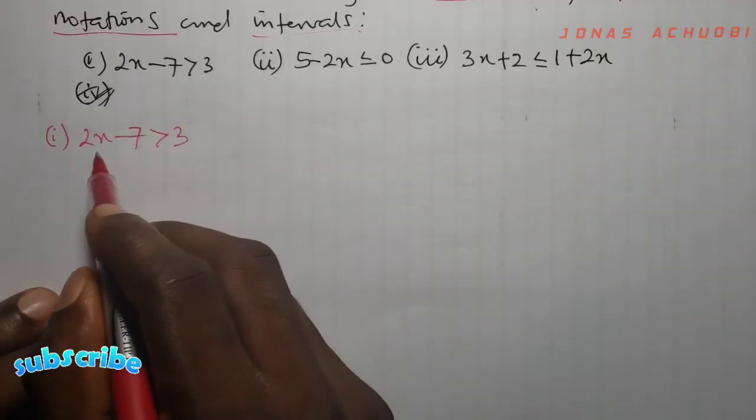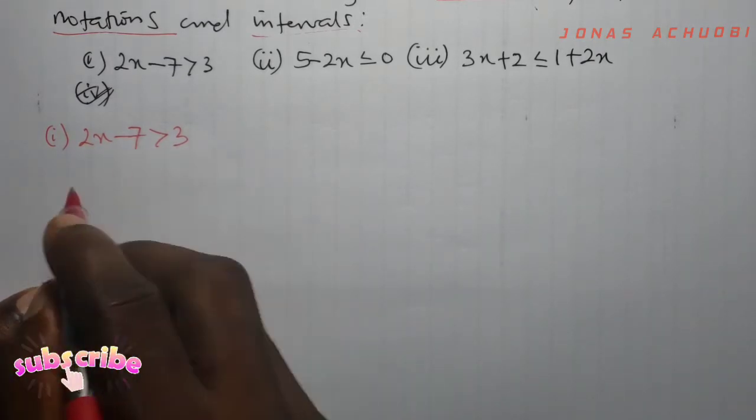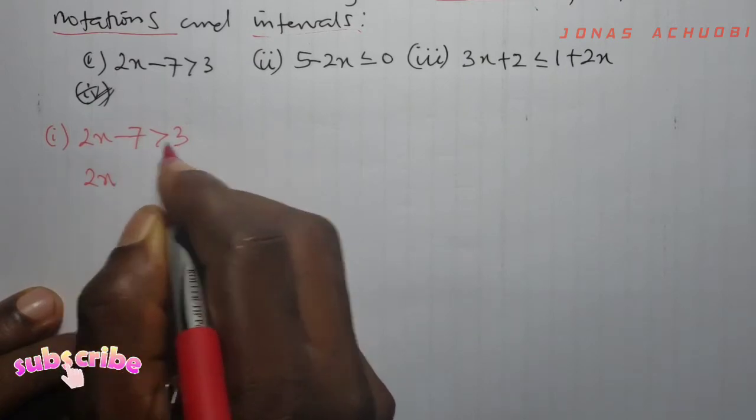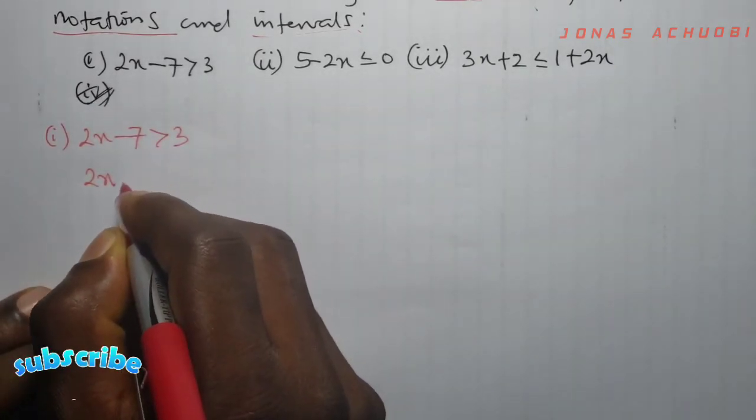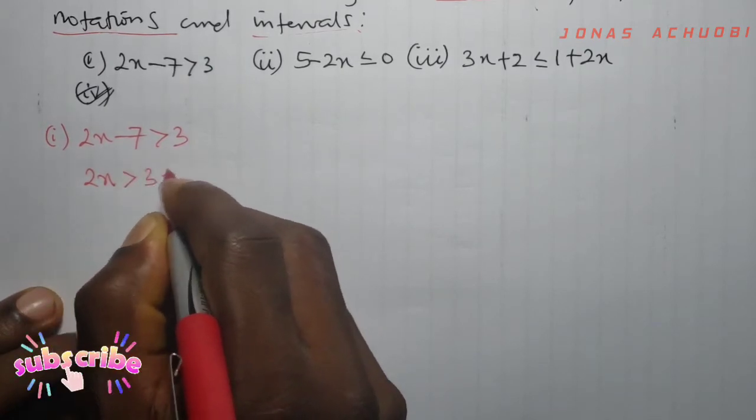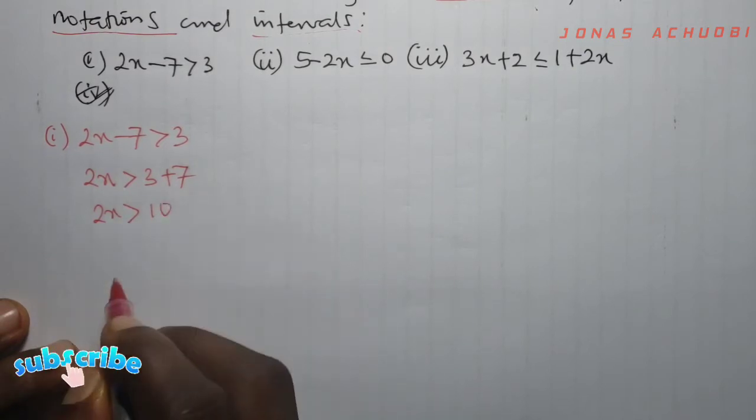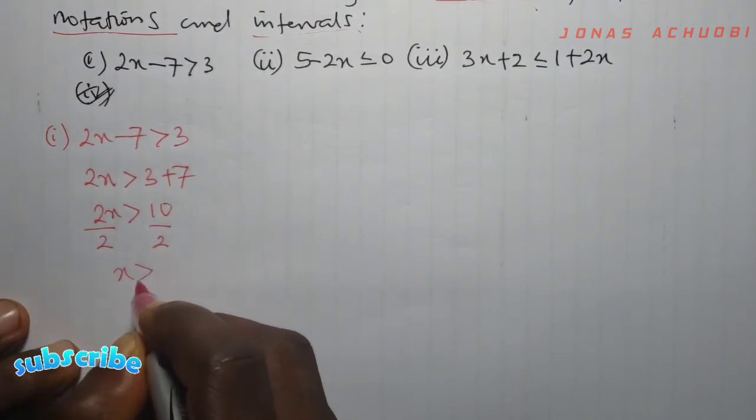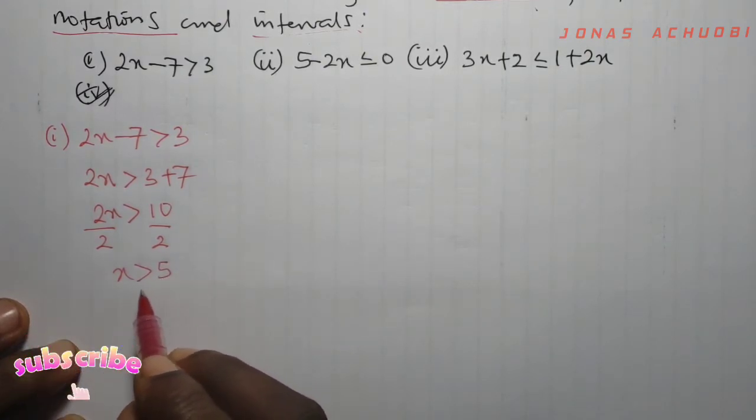Number one, we have 2x minus 7 greater than 3. So if we solve this, this is 2x, this is minus 7. If we add 7 to both sides, or if you like, this minus 7 moved to the right hand side becomes plus 7. So we have 2x greater than 3 plus 7. So 2x is greater than what? 10. If we divide both sides by 2, we have that x is greater than what? 5. So x greater than 5 is the solution of the inequality.